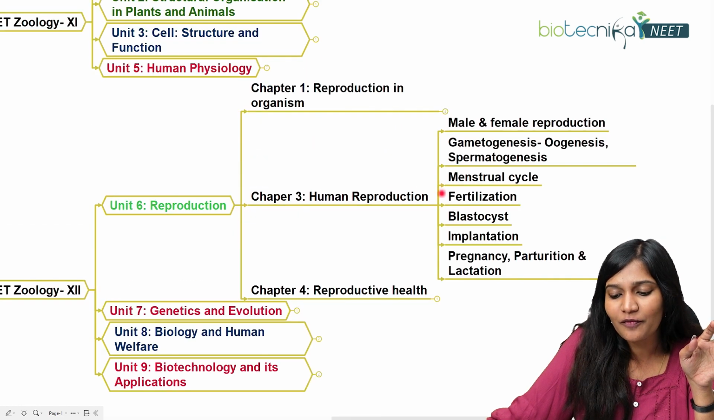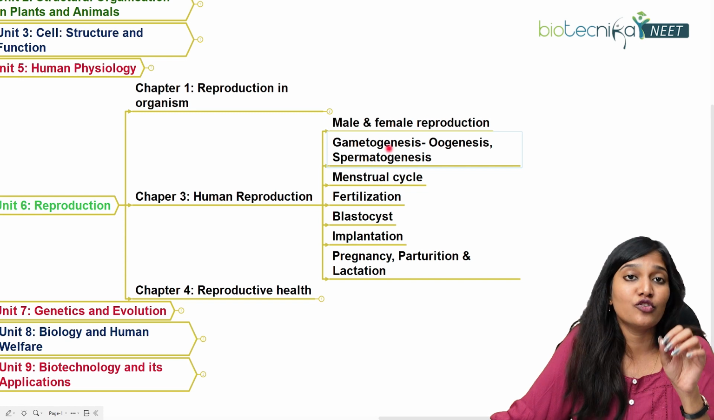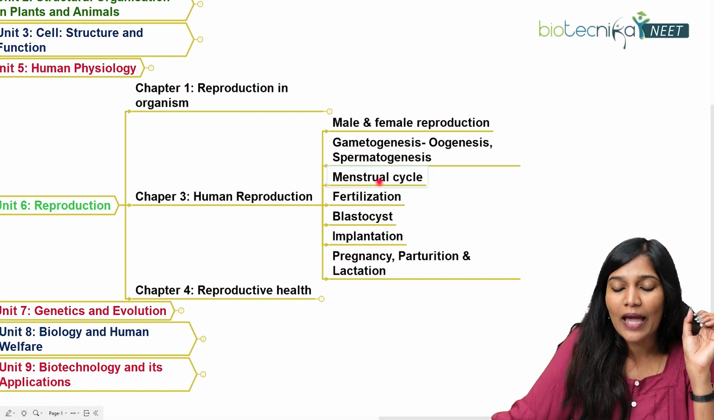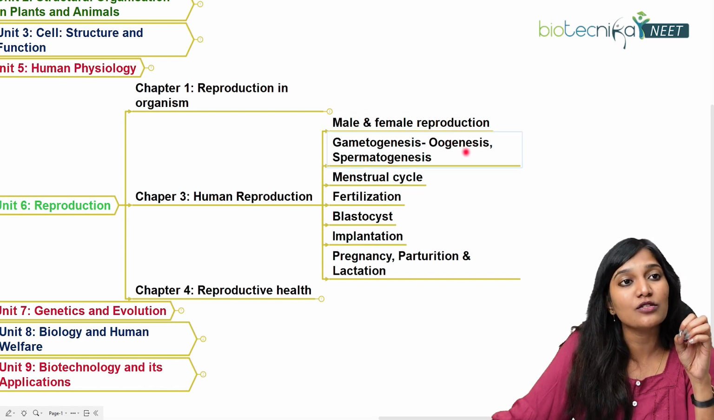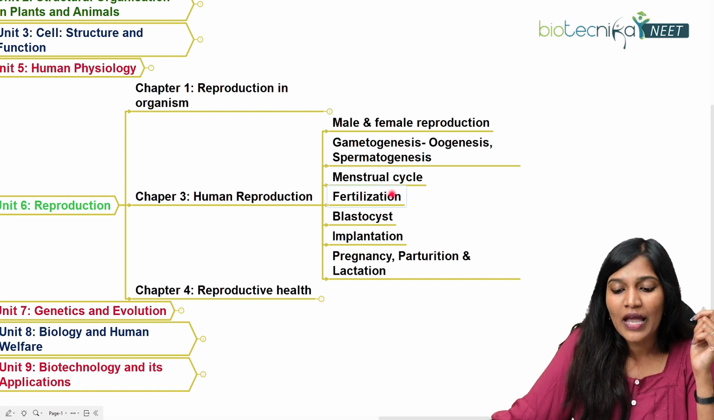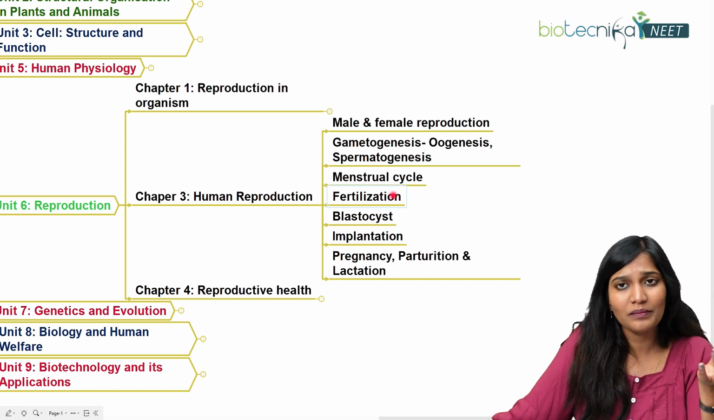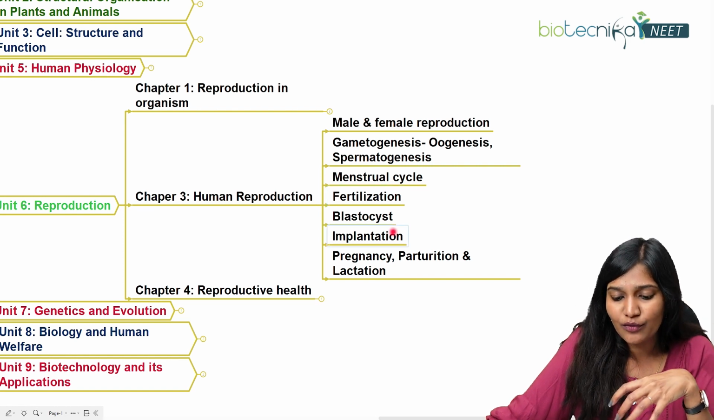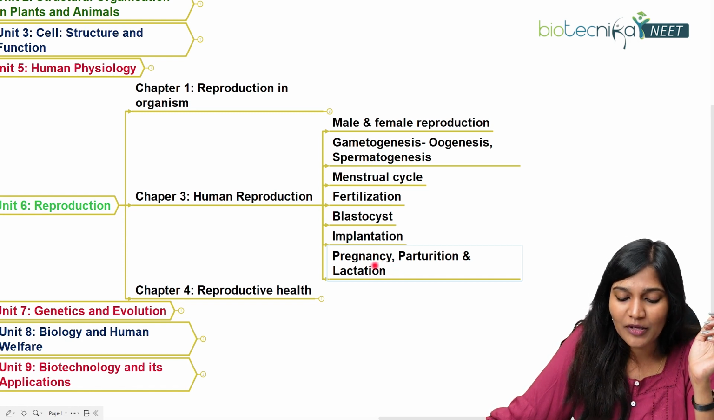Human reproduction, very simple one. Male-female reproductive system, gametogenesis, oogenesis, spermatogenesis, very important. And the menstrual cycle. In oogenesis you have to study it properly because it starts off when the baby is formed itself. And how fertilization takes place, how a blastula stage is formed, and how this blastula is going to be implanted into the uterus, and then how pregnancy happens, how parturition happens, and lactation.